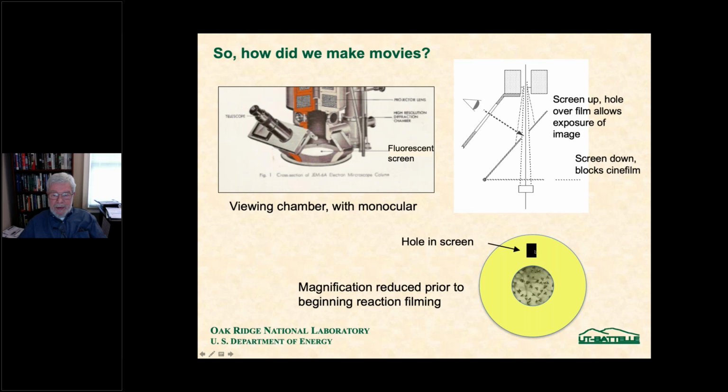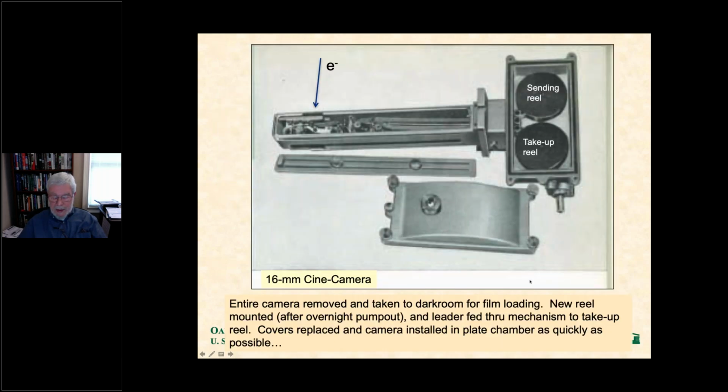Normally, the hole with the screen down would be at the top of the screen, but when it was lifted up to this 45-degree angle, the beam could come down and hit the film that is running into the screen as you're looking at it, and then back out at you when it was being run through the plate chamber of the microscope. We would get the image set up and then reduce the magnification prior to raising the screen up, and then the hole in the screen would be in the middle, and we could then record movies.